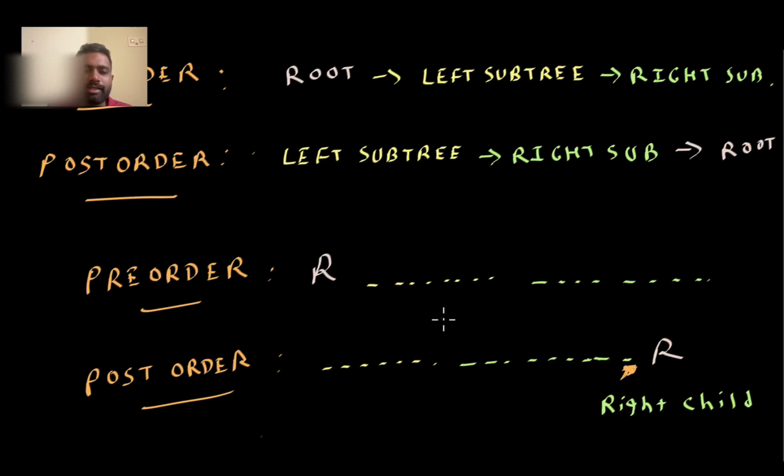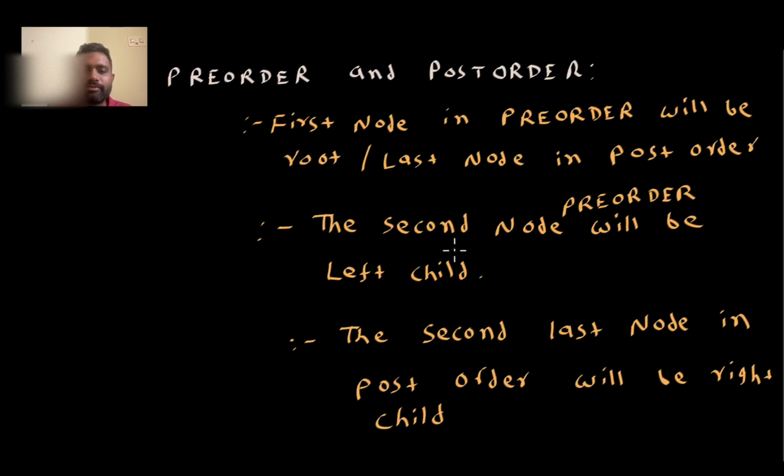Please note, in cases where a left subtree does not exist or a right subtree does not exist, we cannot say that. If the left subtree does not exist, the second node will become the right child, and the second last node in a post-order will remain a right child. In the reverse case, let's say the right subtree does not exist, then the second last node in a post-order will be not a right child but a left child, and the second node will remain a left child. So we would not be able to identify.